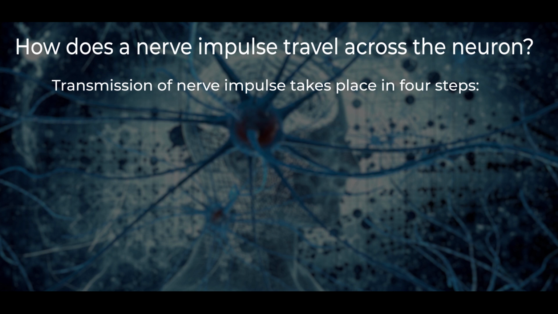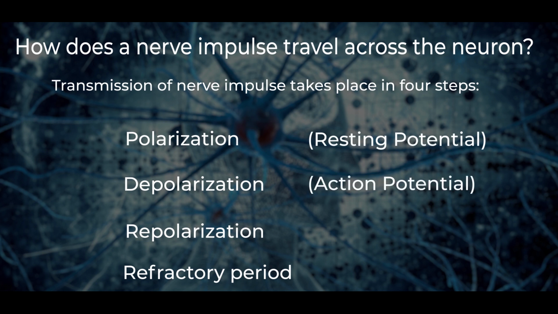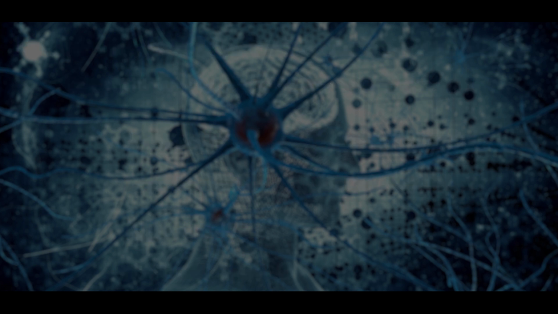These major steps are called polarization, depolarization, repolarization, and refractory period. Each of these steps, we have to look at very closely and understand what all this means. So polarization can also be called the resting potential, and depolarization can also be called the action potential. So this is how the impulse travels across the neuron. We are going to start with the first one, polarization.